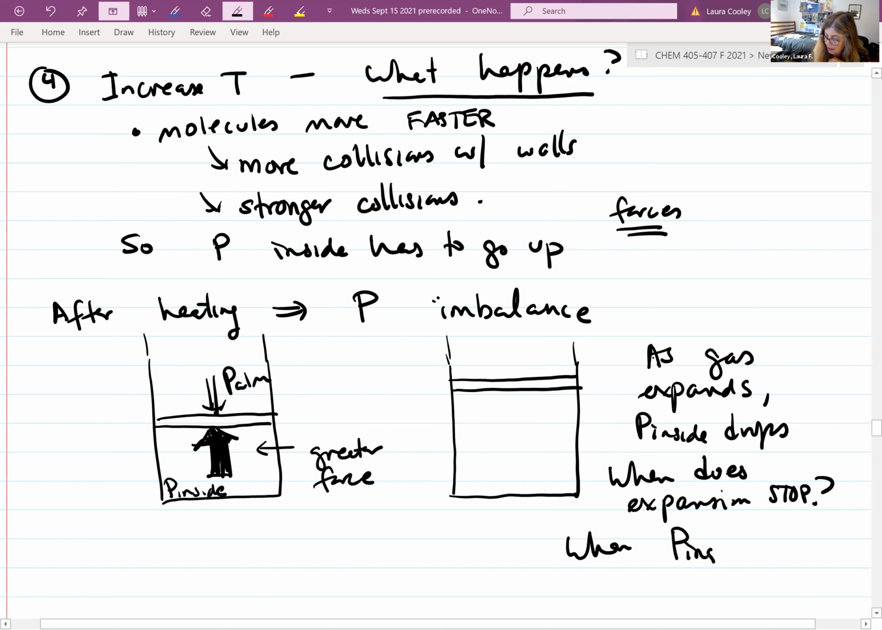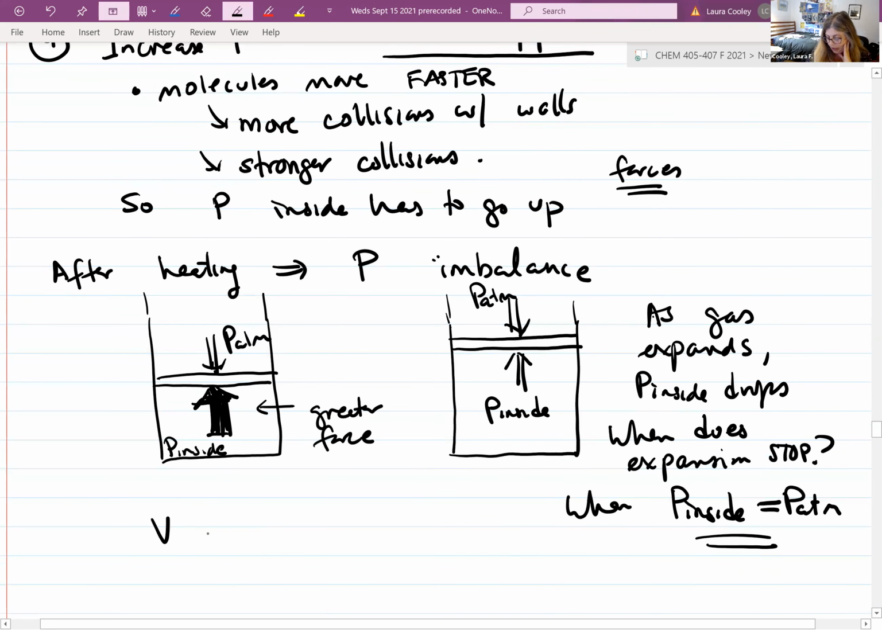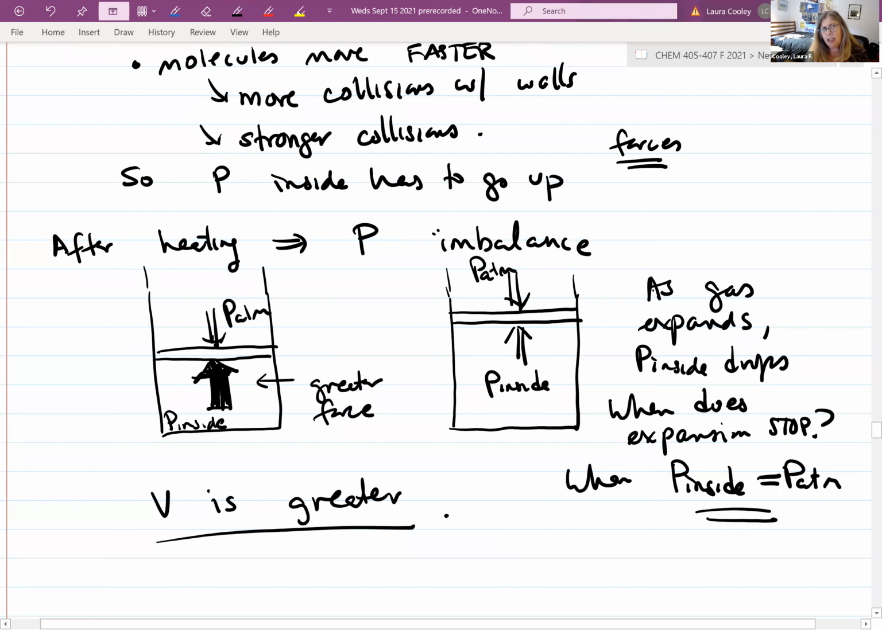So when does the expansion stop? When P inside, again, equals P atmosphere. So when these are equal. Okay, but look, the gas has expanded. Volume is greater. Okay, so why am I telling you this? It's because we have this Charles's law. It says volume is proportional to temperature at constant pressure.